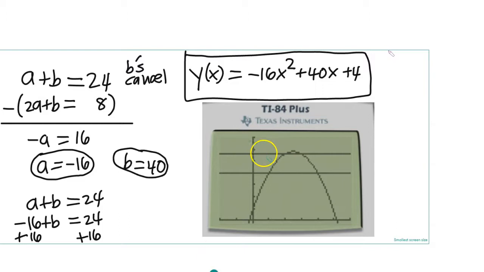What's going on is this right here is the point 1, 28. Now, by the way, you can see this is a half a second. This is 1 second. This is 1.5 seconds. This is 2 seconds. At 2 seconds, we get this point right here, which is 2, 20. You see that? And then this point right here is the point where we start, right? This is 0, 4. That's this point, right?